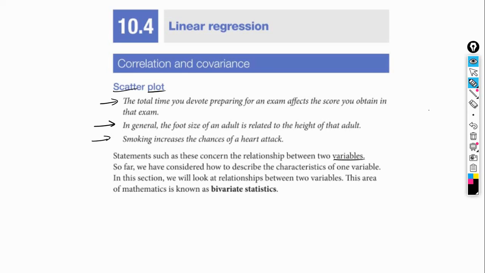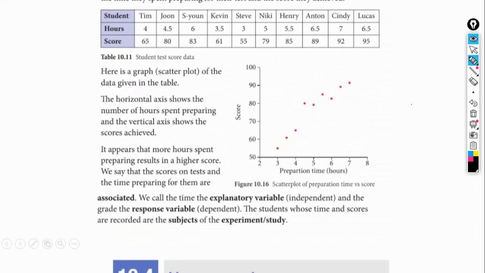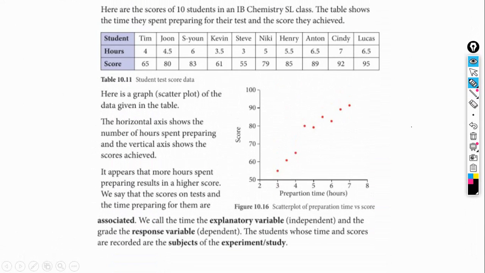So far, we have considered how to describe the characteristics of one variable. In this section, we will look at relationships between two variables. This area of mathematics is known as bivariate statistics. So in the next slide, you're going to find an example.